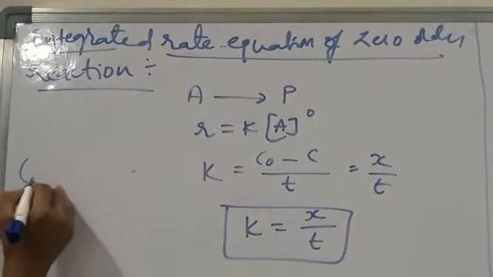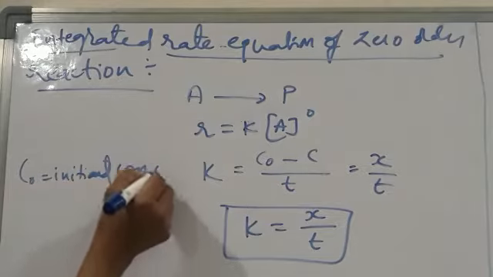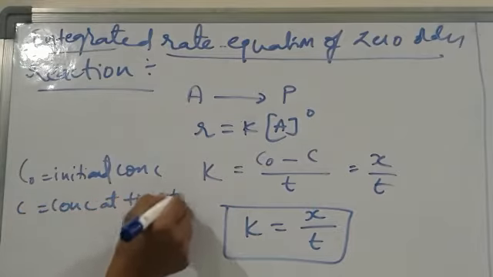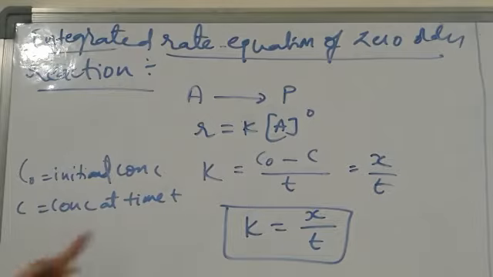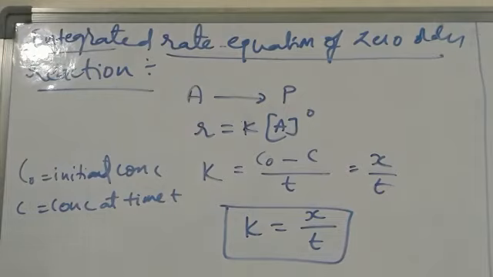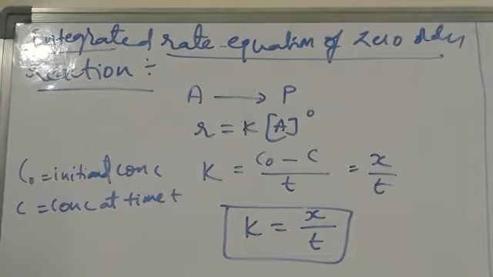Okay. So, what is C naught here? Initial concentration. And C is concentration at time t. Okay. And C naught minus C is x. Okay. So, x by t. So, that is the integrated rate equation for zero order reaction, where this type of reaction does not depend upon the concentration of reactants.